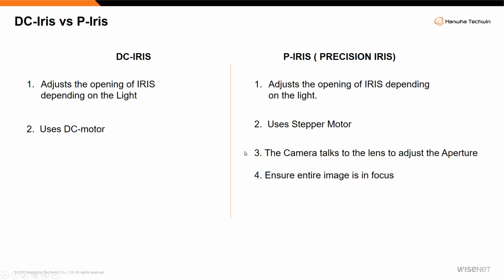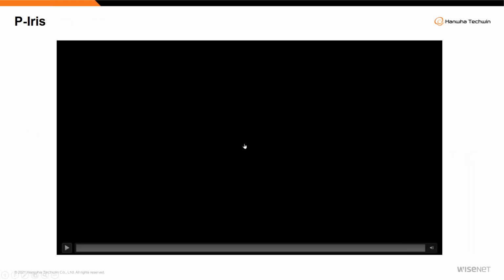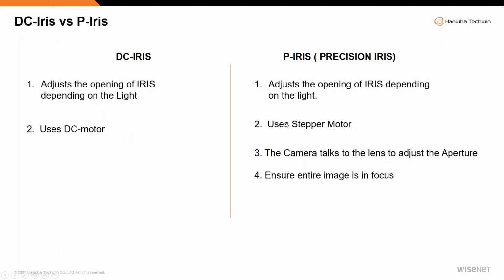The benefit is the focus point is much more accurate. How is that? The difference is here. DC motor, when you give some amount of power, it will move. Let me open one Google and explain.